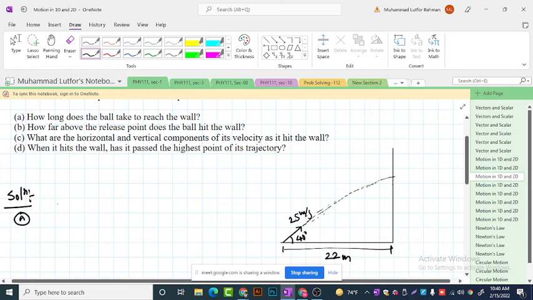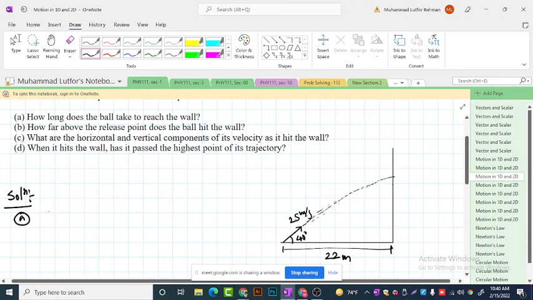What parameter should I find out from there? So horizontal velocity, then how long does the ball take to reach the wall? 22 divided by 40 cos 25. Yes, 22 divided by cos 40 into 25.